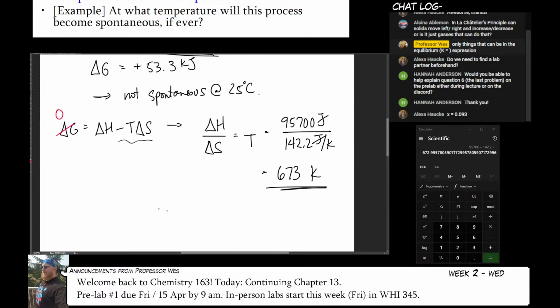And so we would conclude that it is spontaneous above 673 Kelvin. And we know that it's above because the reaction is endothermic. So we need to heat it above 673 degrees Kelvin for this to happen.